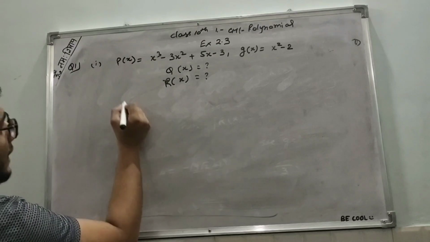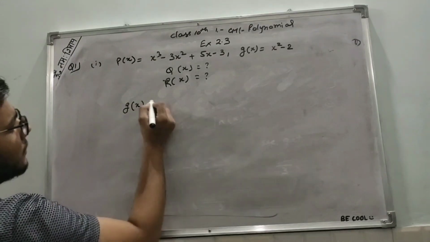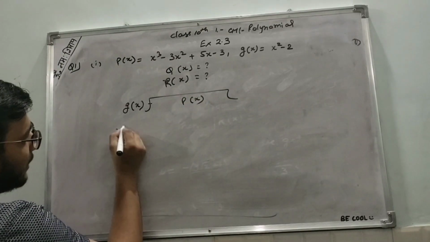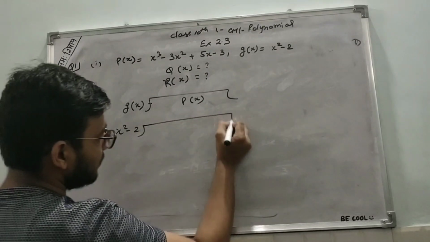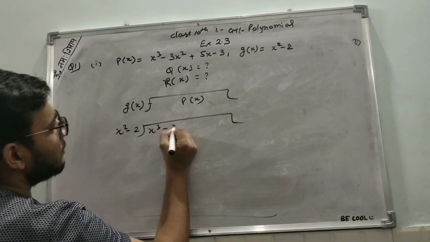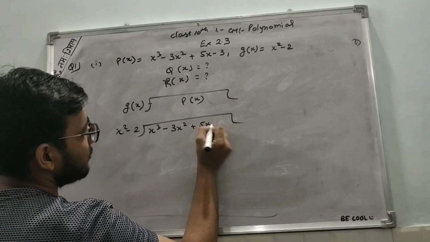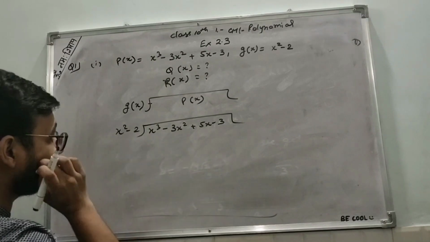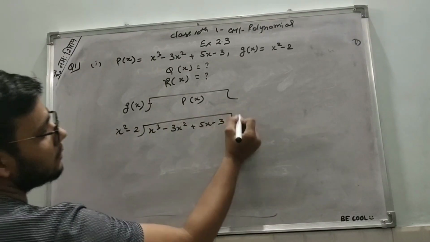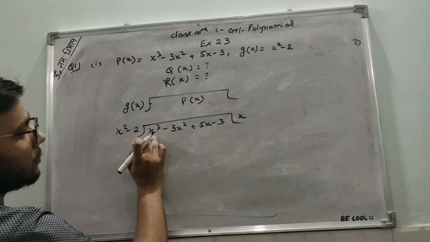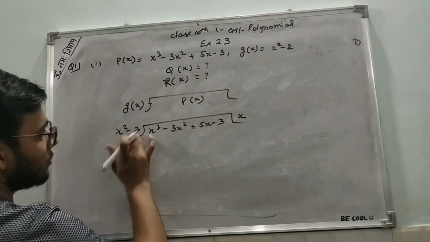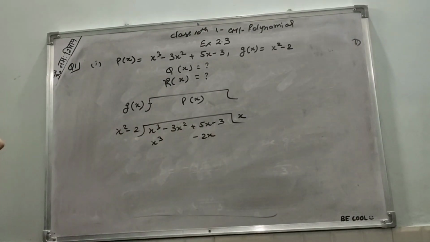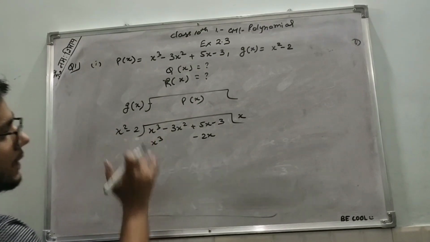Now divide it. g(x) divide your p(x). So write it x² minus 2, and write p(x) here: x³ minus 3x² plus 5x minus 3. Now we have to multiply by x in x² minus 2, so we make x³. So x into x² minus 2 gives you x³ minus 2x. So write it here. Whatever the power, write it under the same power.